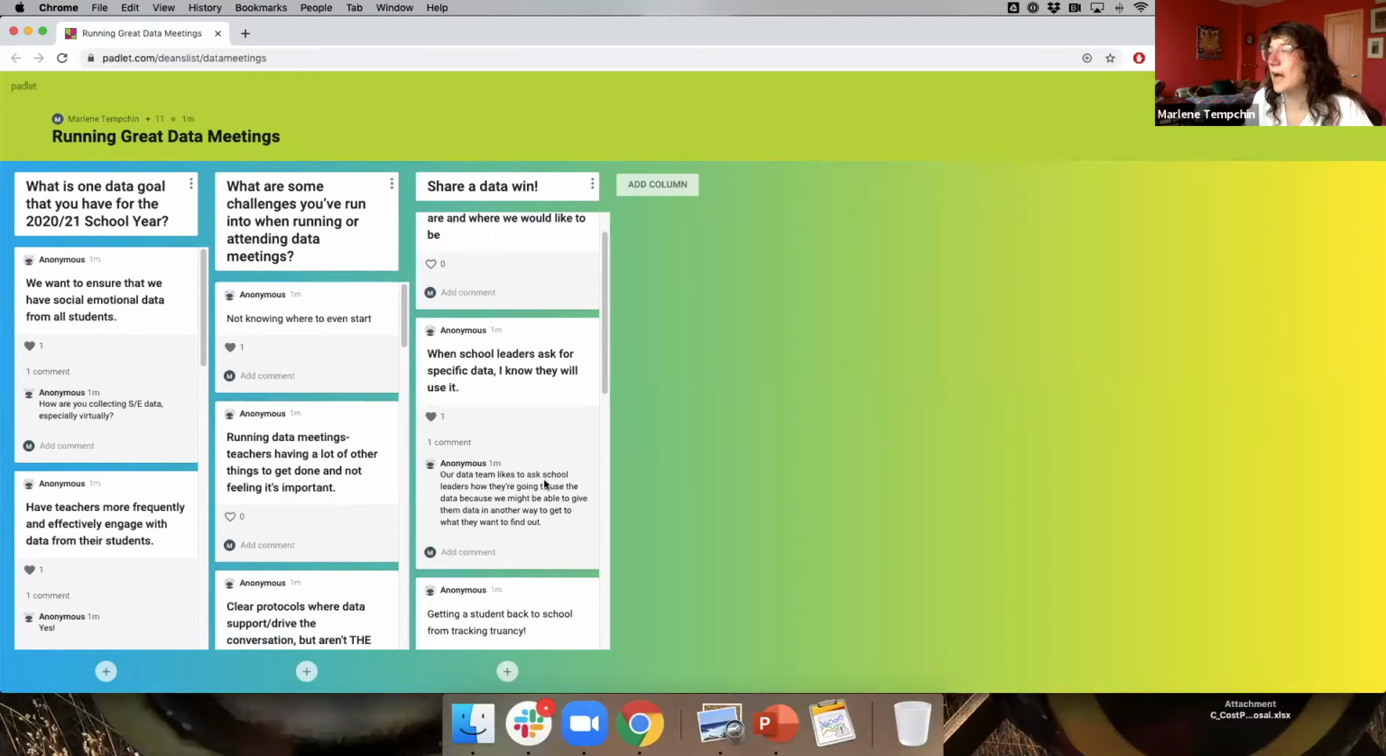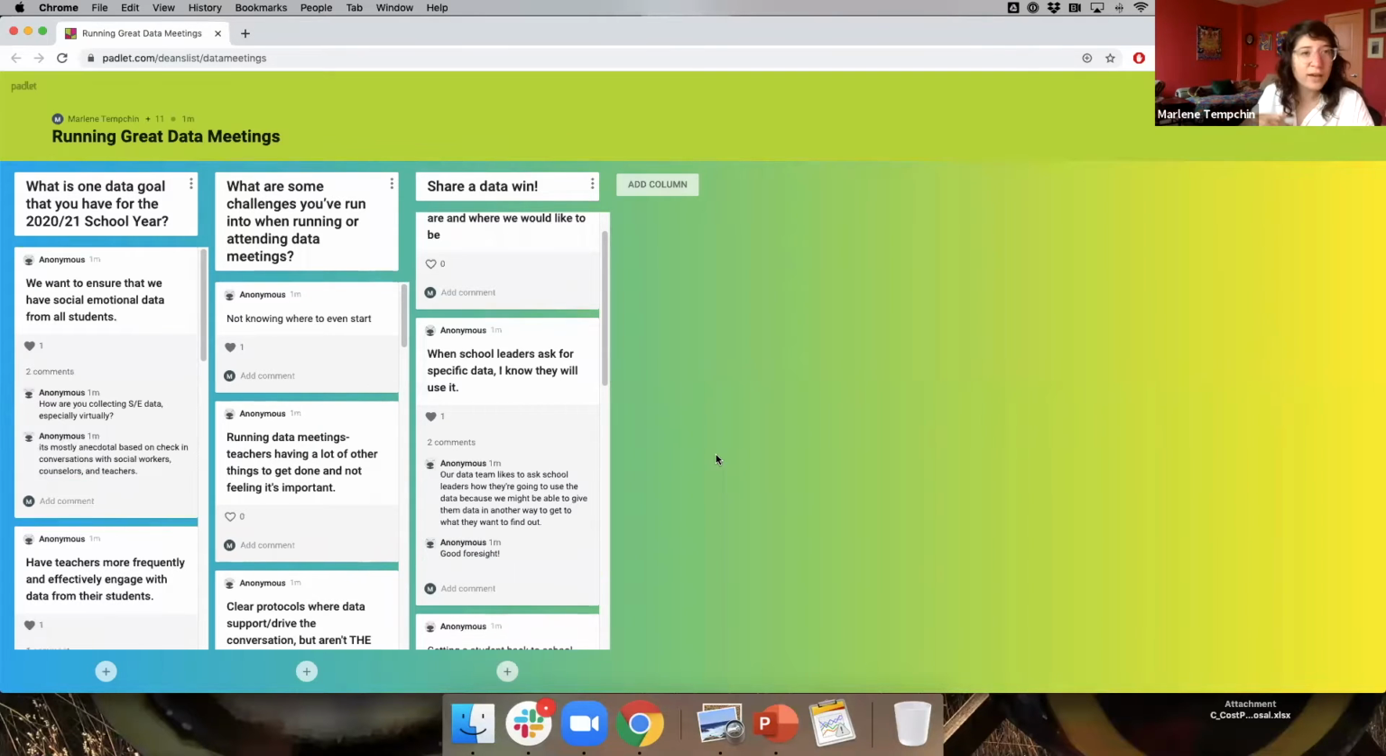Oh, I think this comment is a great point. So our data team likes to ask school leaders how they're going to use data because we might be able to give them data in another way to get what they want to find out. I think that's a great question, especially if you're the person on your team who processes and distributes the most data. Sometimes people know that they need data but don't know exactly how to ask for what they want. So it's always good to take a second and try to understand how it will be used eventually so it's the right data points. And sometimes you might already have something that's easier to access than the bigger thing that a school leader might ask for. I think that's a really good point.